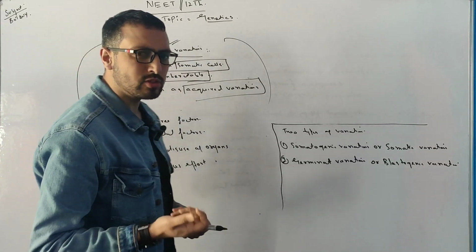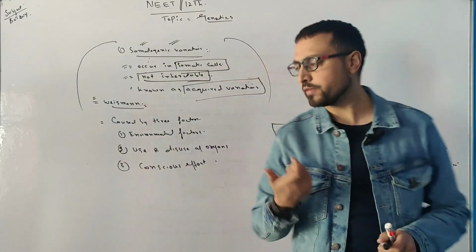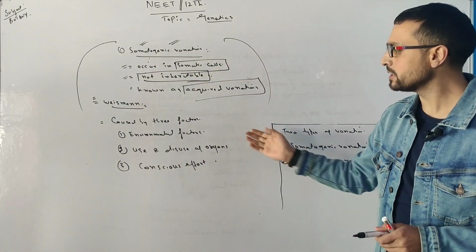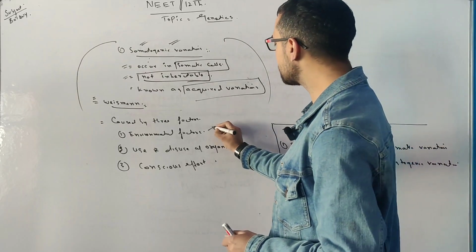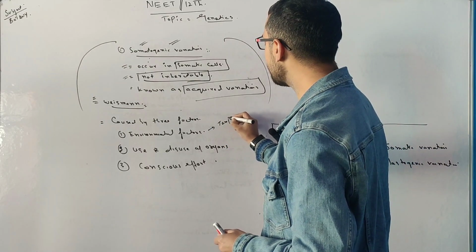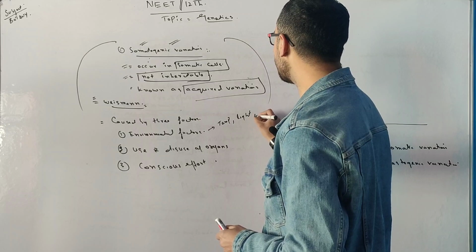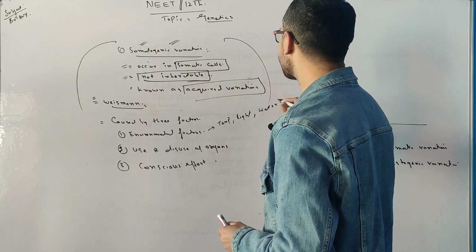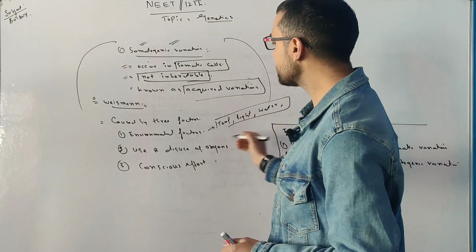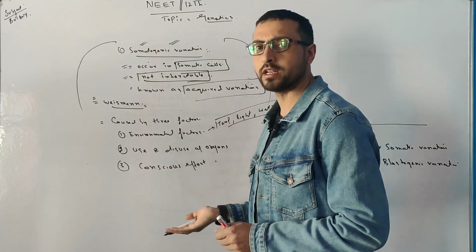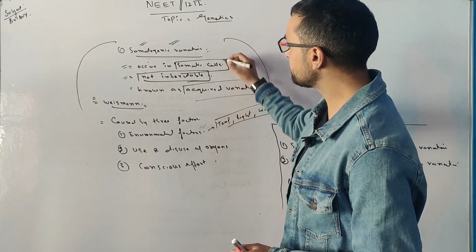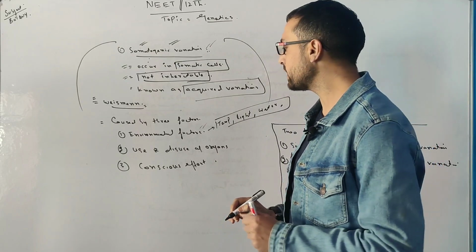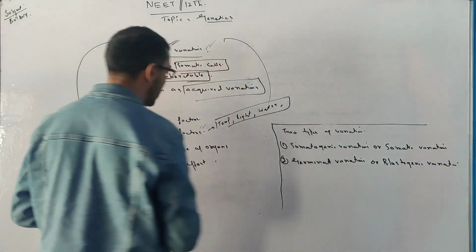So these are responsible for causing the somatogenic variation. Number first is environmental factor. Environmental factor includes temperature, light, and water. So temperature, light and water fall in environmental factors, and environmental factors are responsible for causing the somatogenic variations. After that is use and disuse of organs.